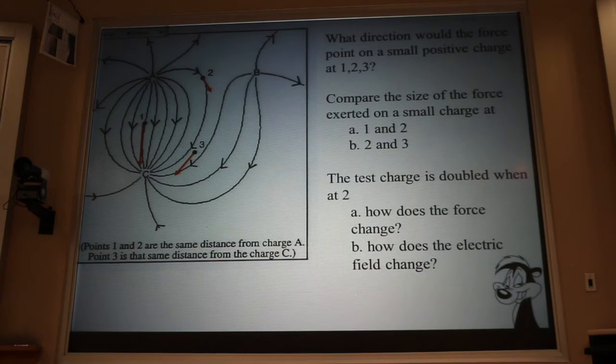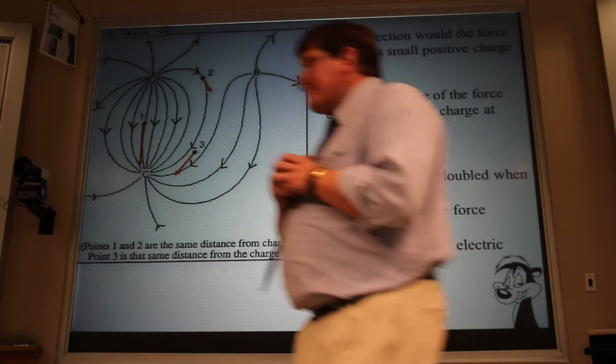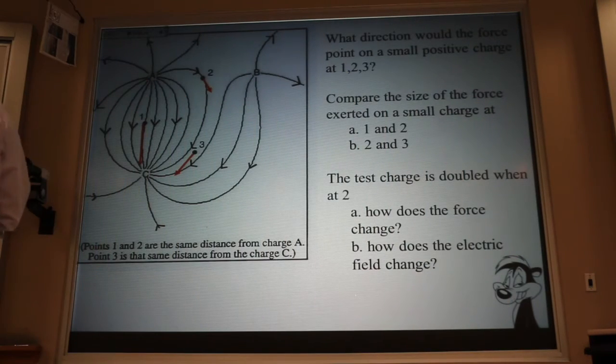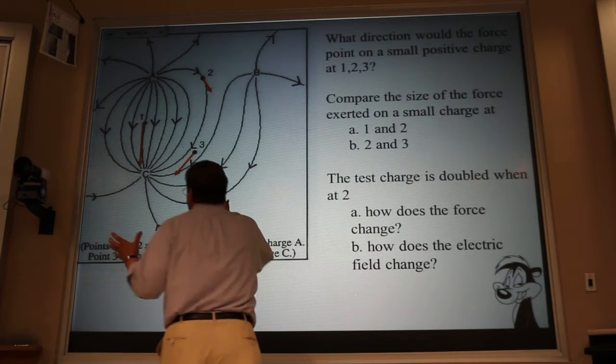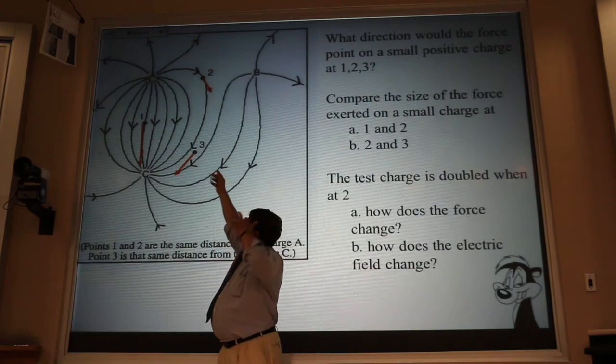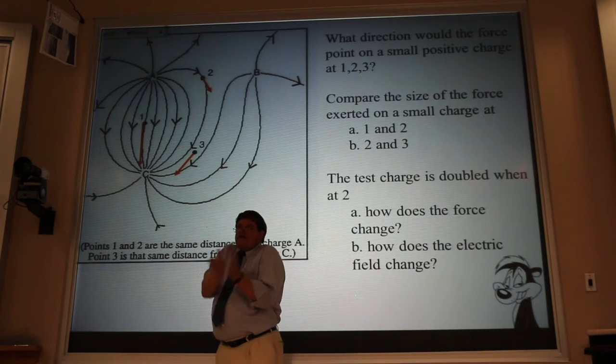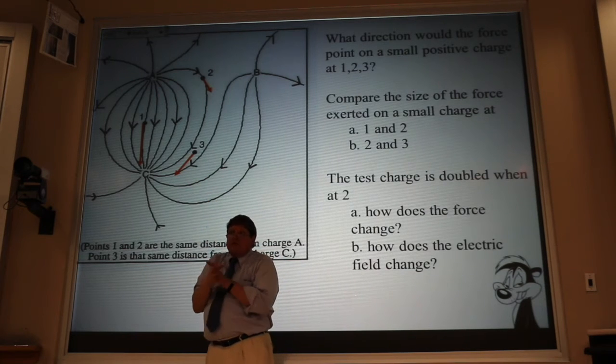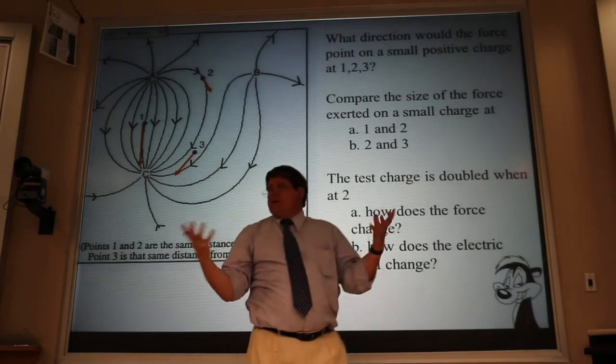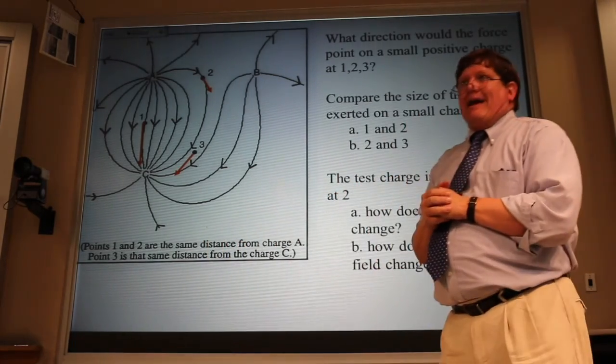You see how you use those? At point 3, since it's in between the lines, how do you know the direction? If it's between the lines, you look at a tangent to this line and a tangent to that line, and you take an average between those two directions. Well, they call it interpolation, but it's really just averaging.